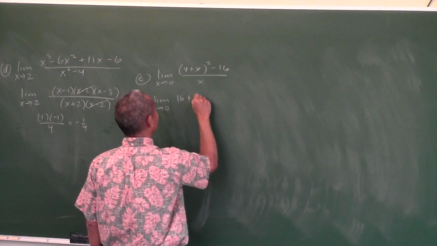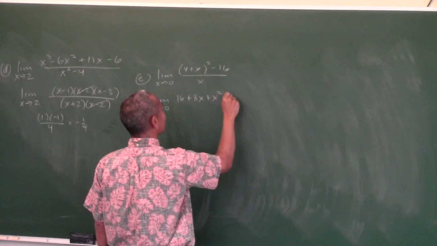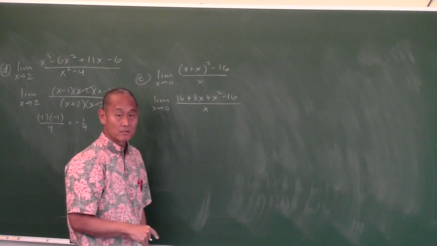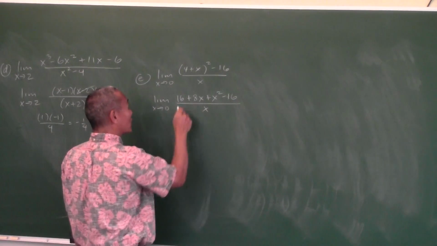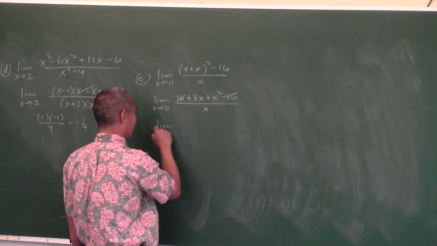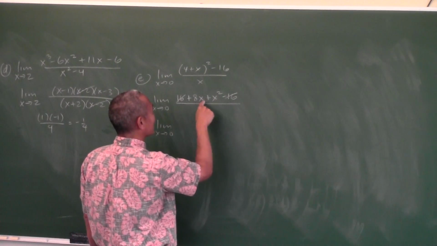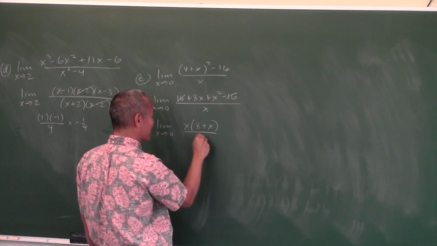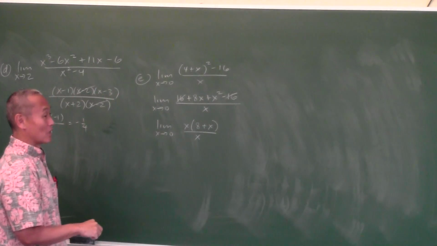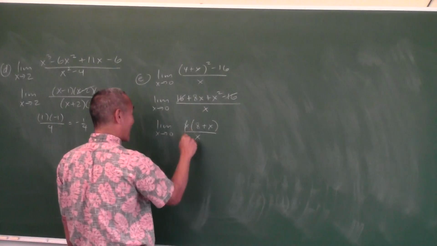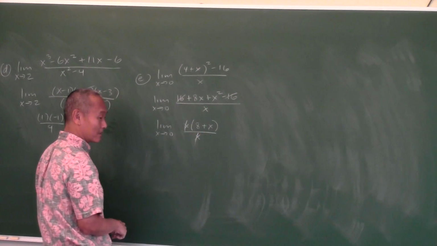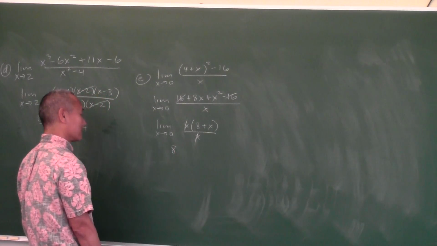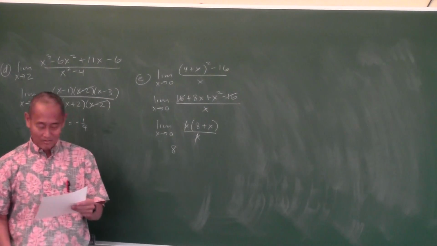Multiply out the top: 16 plus 8x plus x squared minus 16, all over x. Or you could treat that as a difference of squares. Did anybody do that? Yeah, whatever, just simplify it. Oh, the 16's cancel out. And then what can I do with these two things here? Factor out an x. This is called simplifying, people. That's why you spent all of these years simplifying, so that when you get to calculus, you can simplify. Oh, the x's cancel out. Now can I plug in 0 for x and get something? Yes, it rhymes with mate. 8. Can't believe we did that one.